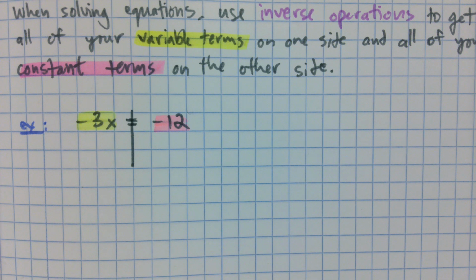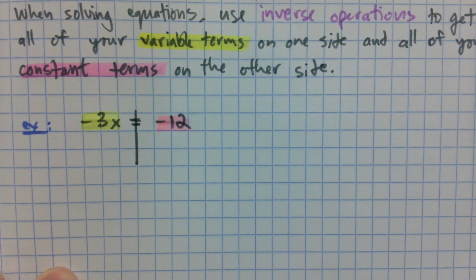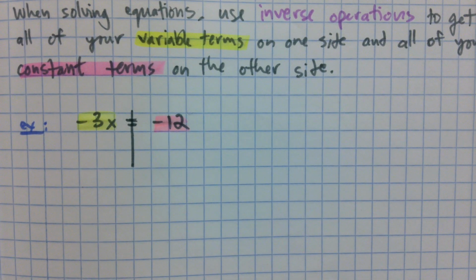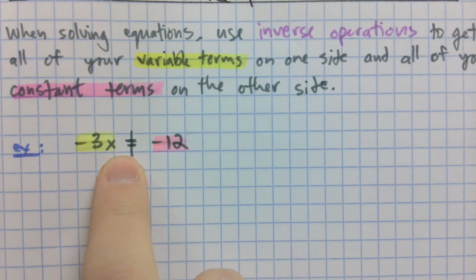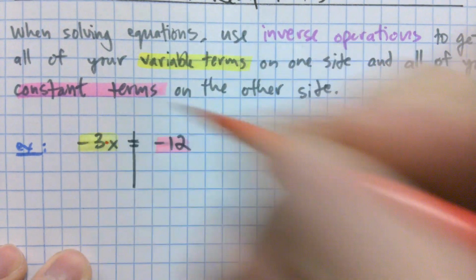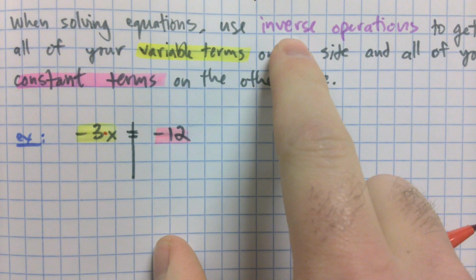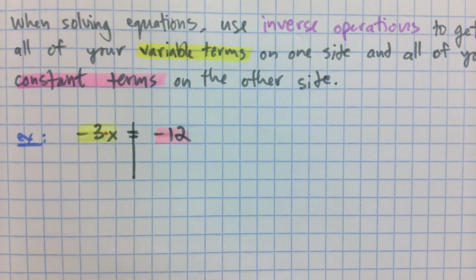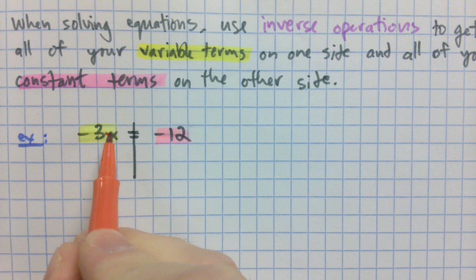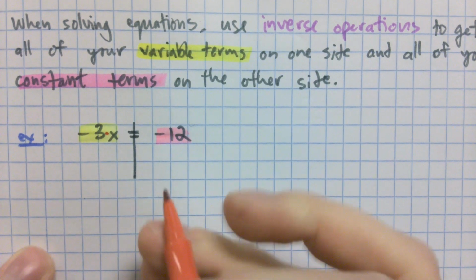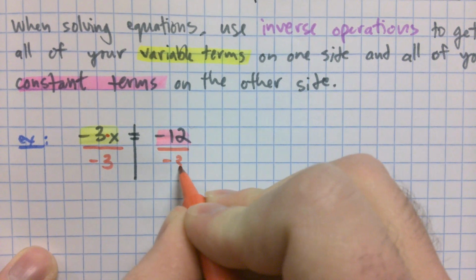Now you'll notice here, we have one yellow term on the left, one pink term on the right. There's no real movement that we have to do. So all we have to do is divide if we want to get x all by itself. Because take a look, if we've got negative 3x, that's like saying negative 3 times x. And what's the opposite or the inverse of multiplication? Division. Thank you. Division, right? So if we're multiplying by negative 3, we want to do the opposite of that, which is dividing by negative 3.